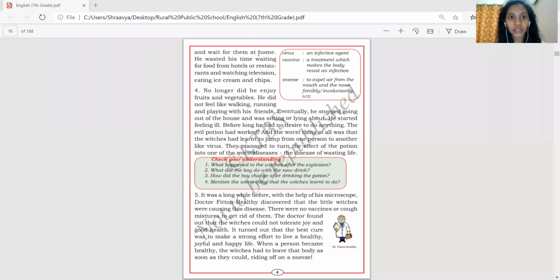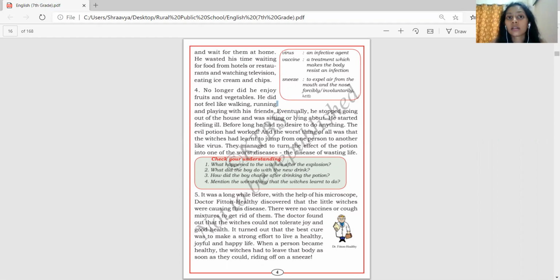No longer did he enjoy fruits and vegetables. He did not feel like walking, running, and playing with his friends. So, like I said, he stopped exercising. He would only watch television. Eventually, he stopped going out of the house and was sitting or lying about. Lying about means just sitting on the couch, not doing anything productive. Productive. What does that mean? Productive. It means doing something useful, like you're watching this video, you're learning something, but he would just sit and not do anything. He started feeling ill.